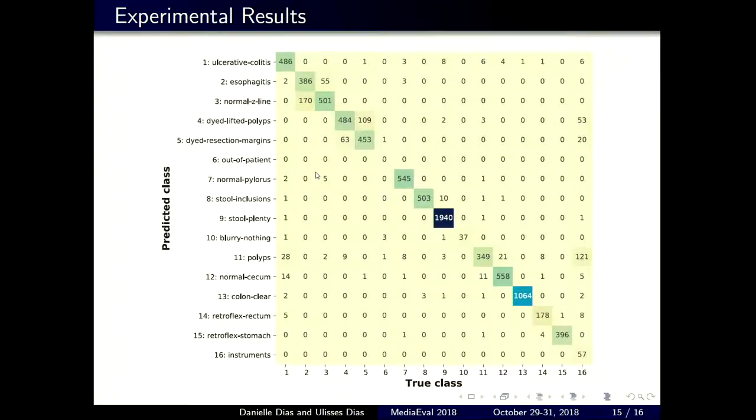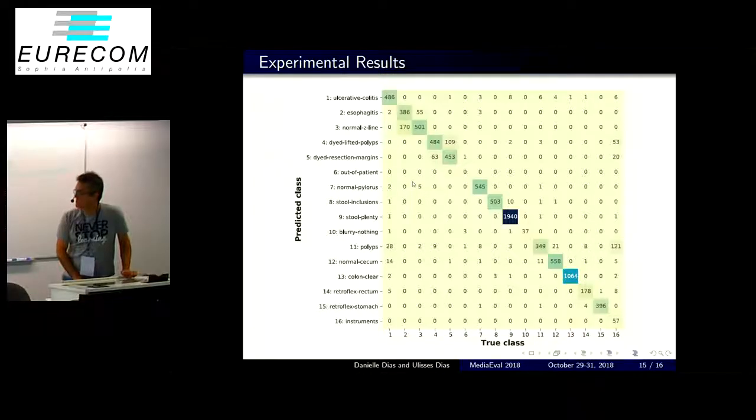And this is the final confusion matrix, where we can see class 16, with instruments. It has a lot of confusion, and it's one of the main parts of maybe doing automatic logging for the operation, and also the out-of-patient class, where it misclassified all instances.